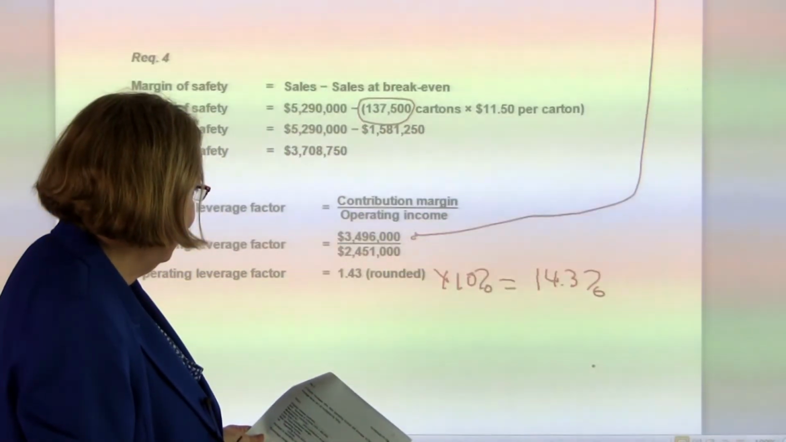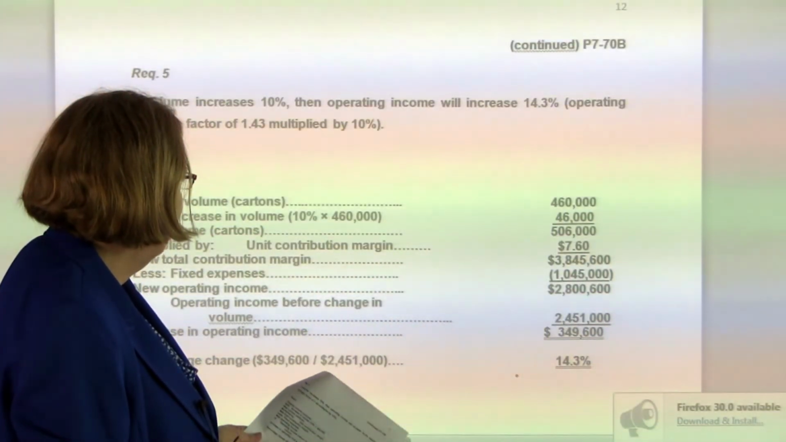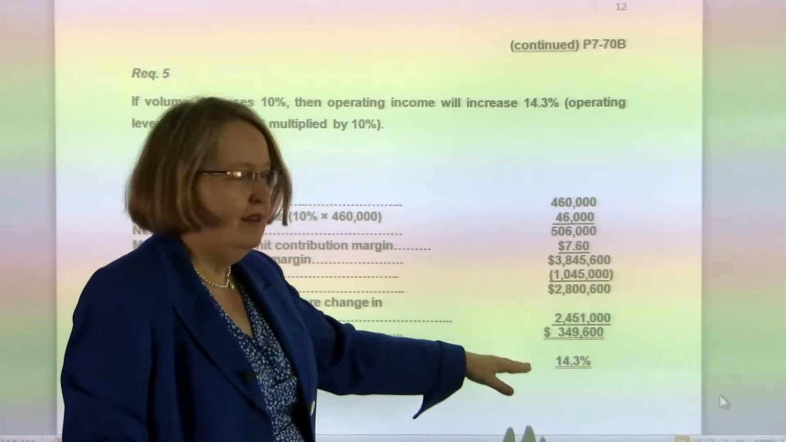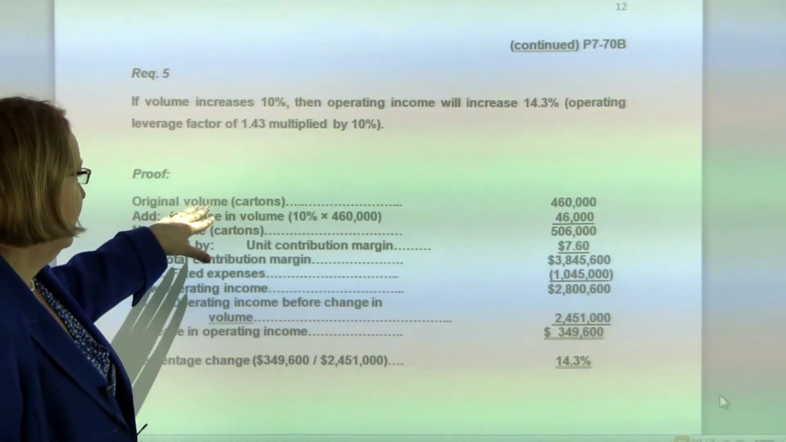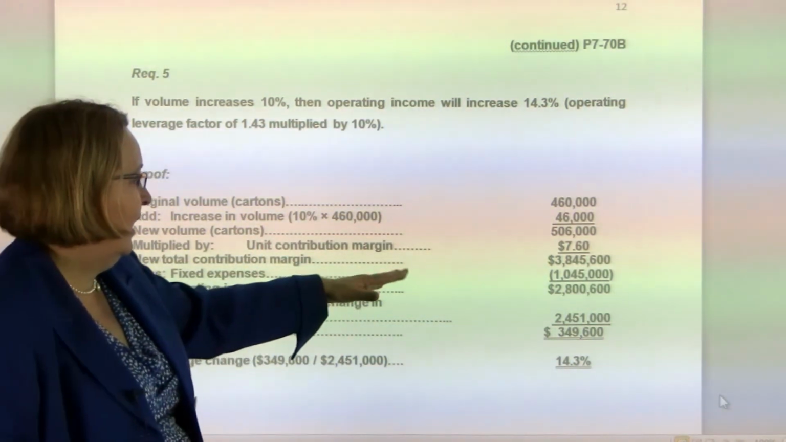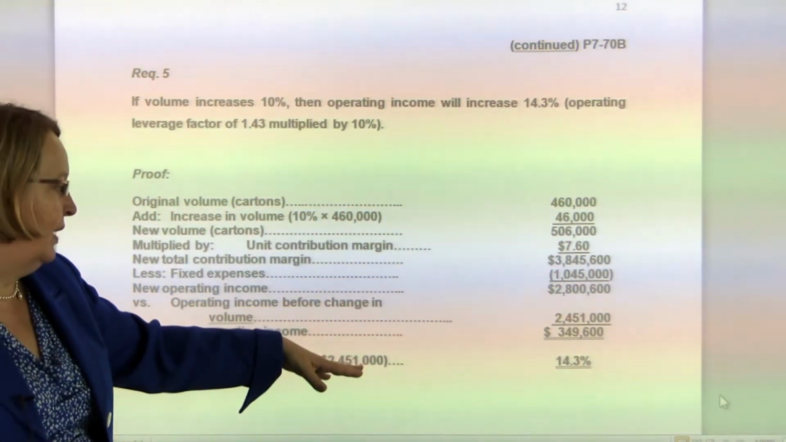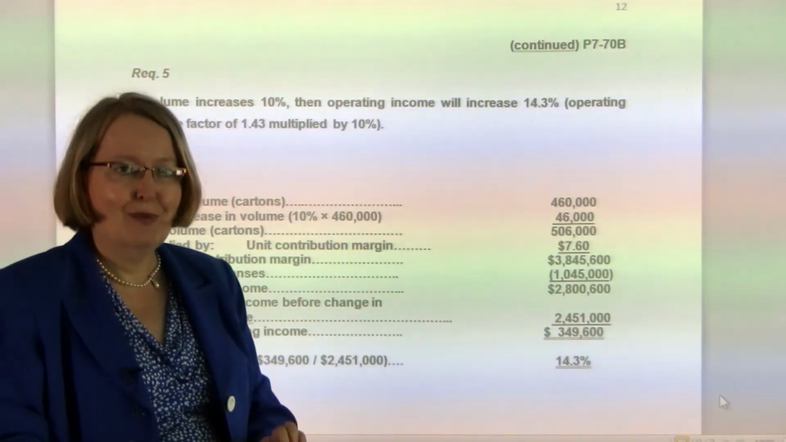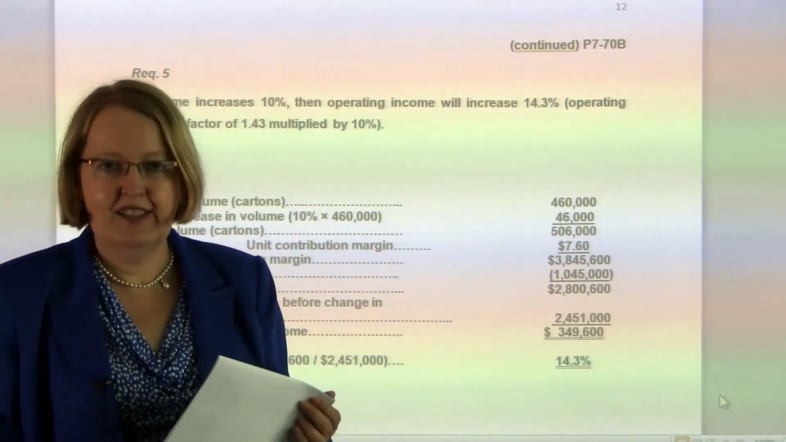You can calculate those numbers. I'm not going to use all of it right now, but this calculation will prove that the 14.3% does actually work. It's just showing your original volume, increased by 10%, multiplied by the contribution margin, less your fixed cost. You're looking at your new operating income compared to your old operating income. It is in actual fact a 14.3% increase. So the formula does work. Okay, so that concludes problem 7-70B.